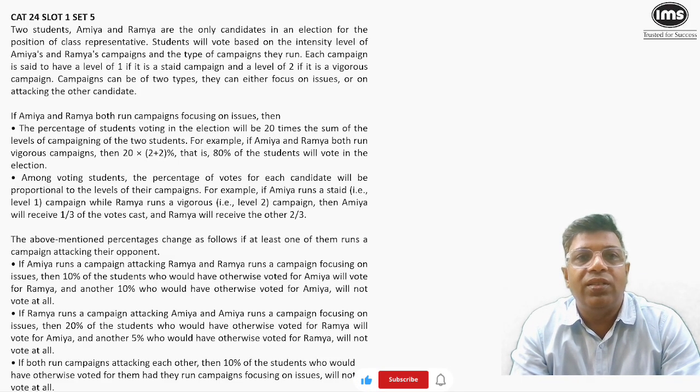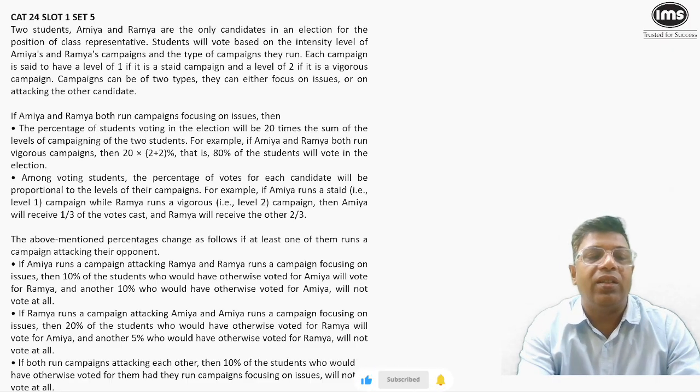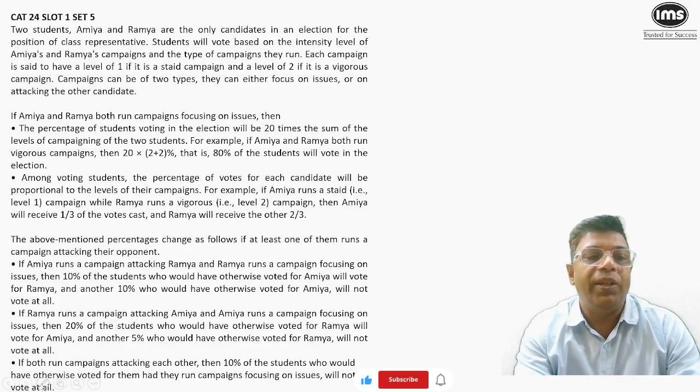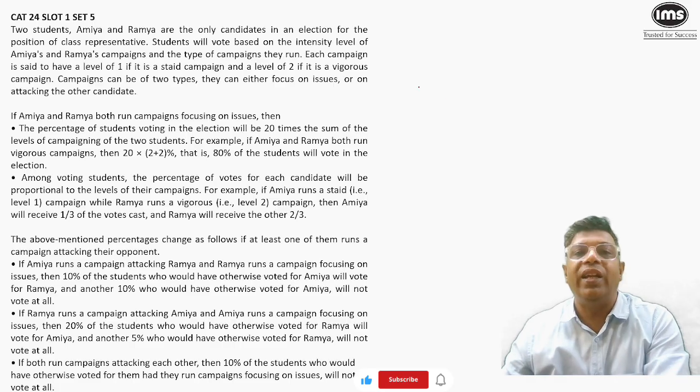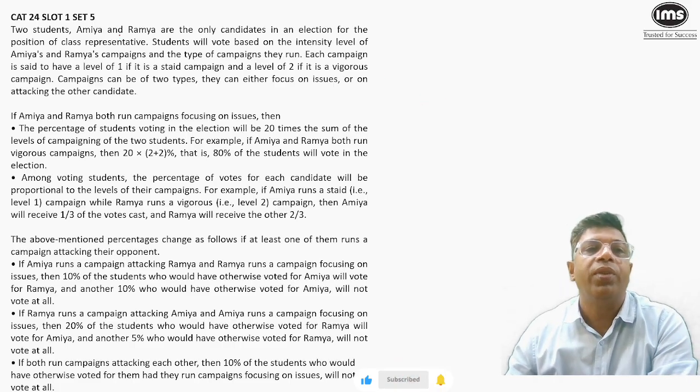Let's discuss set number 5 of CAT 2024 slot 1. First, let's read the set. I think it's a caselet based set where there's no graph that has been given, but looks like a data interpretation based question. So let's read.